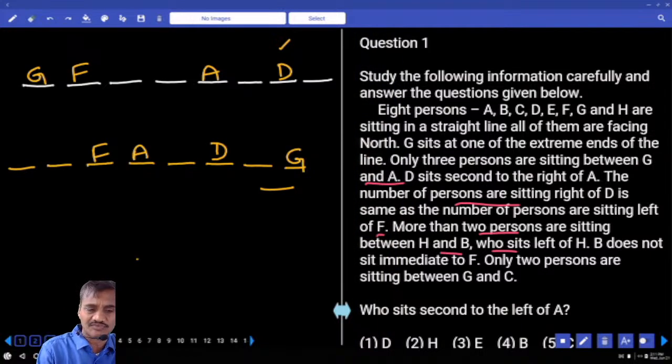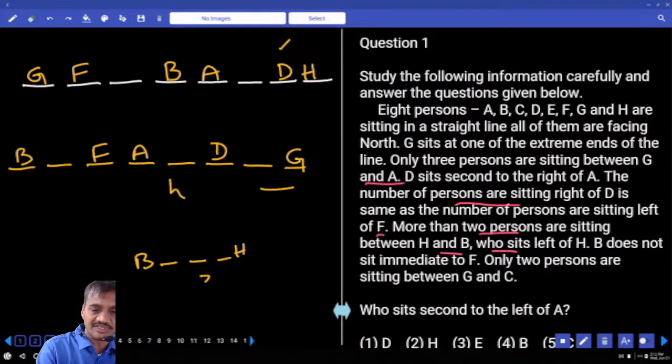B sits to the left of H. Now between B and H, minimum 3 persons will be there, isn't it? Minimum 3 persons. Then B does not sit immediate to F. Minimum we need to have B at this place. Now B is how many persons? 3 persons. And B is not an immediate neighbor of F, so B must be at this place. Then how many possibilities are there? H can be either here or here. There are 2 different possibilities.